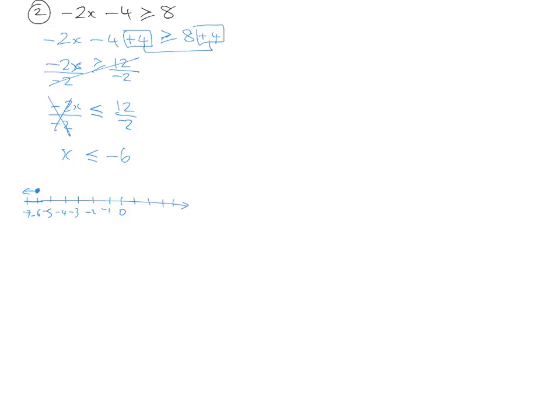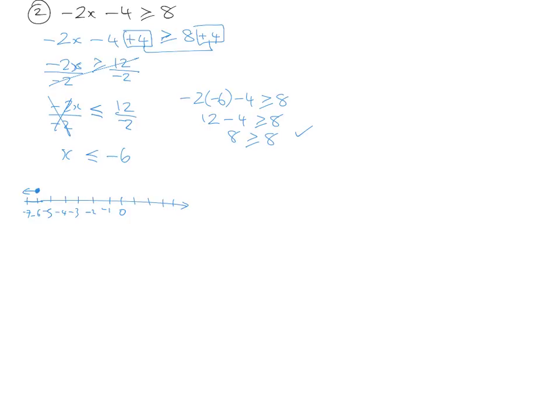So including negative 6 and less than are the things that will satisfy this inequality. So let's check that. The smallest number it can be is negative 6. So let's plug negative 6 into the inequality: negative 2x take 4 is greater than or equal to 8. Negative 2 times negative 6 is positive 12. Negative times negative is a positive. Take 4, greater than or equal to 8. 12 take 4 is 8, which is indeed greater than or equal to 8.